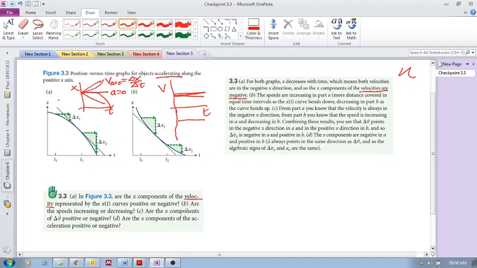Okay? B, are the speeds increasing or decreasing? Okay, so note it says speed. It doesn't say velocity, it says speed. Speed is the magnitude of the velocity. It is independent of the direction. So remember, our convention, we choose up as positive, down as negative. So if it's moving up or down, we don't care because we're just looking at the magnitude of the velocity.